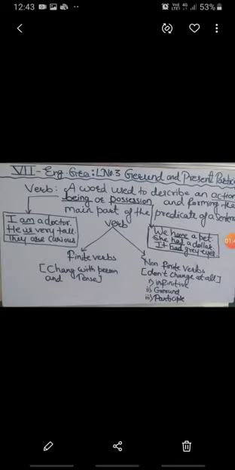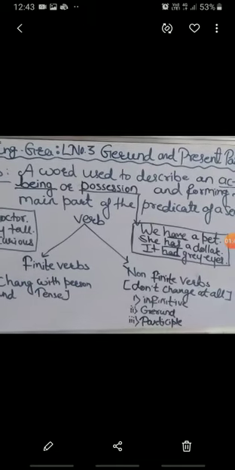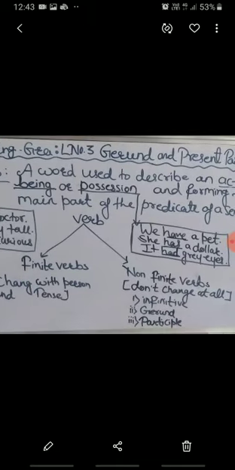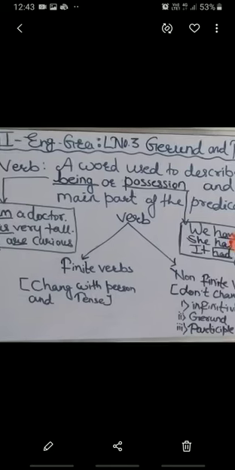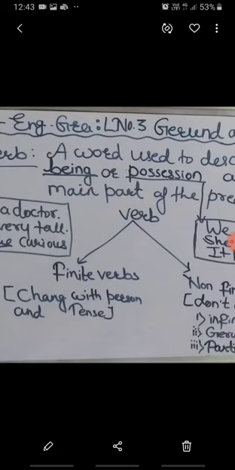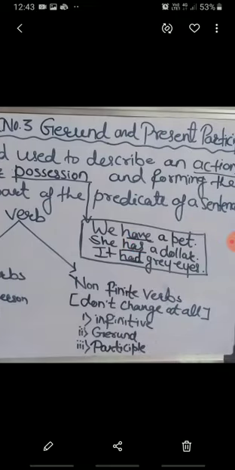Now we will see the types of verbs. Verbs can be classified into two categories: finite verbs and non-finite verbs. Finite verbs change with the number of persons and the tense. Non-finite verbs don't change at all, neither with the number of persons nor with the tense. Those are the infinitive, gerund and participle.